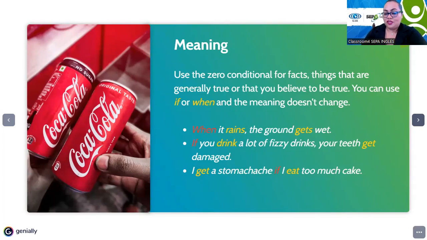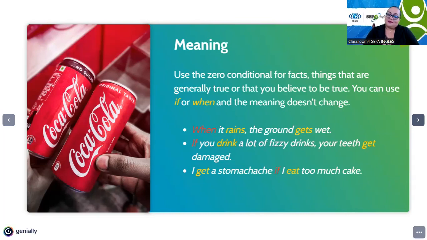Usually or typically a conditional uses if. Sometimes we can use when. When it rains, the ground gets wet. Cuando llueve, la tierra se moja. If you drink a lot of fizzy drinks, your teeth get damaged. Si tú tomas demasiadas bebidas frías, tus dientes se dañarán. I get a stomachache if I eat too much cake. Me da dolor de estómago si como mucho pastel.